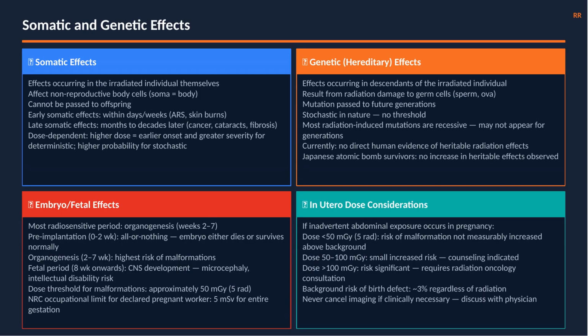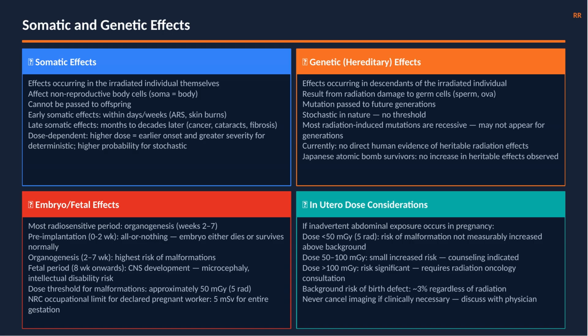Two categories by who is affected: the irradiated individual themselves or their descendants. Somatic effects affect the irradiated individual. The word soma means body. These affect non-reproductive body cells. They cannot be passed to offspring. Somatic effects are divided into early, occurring within days or weeks, and late, occurring months to decades later.